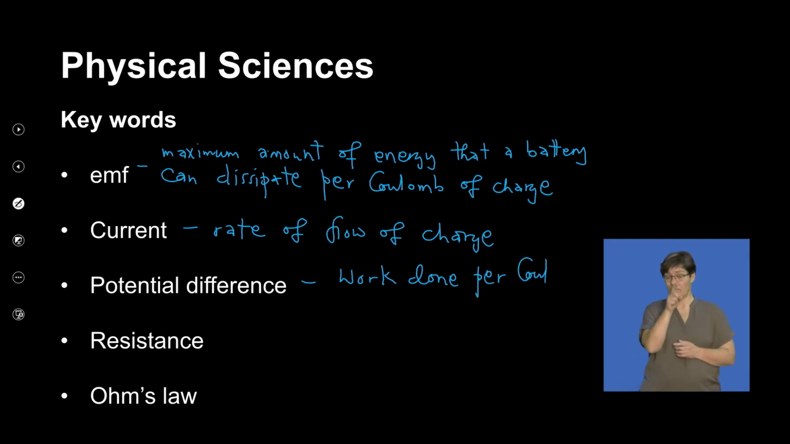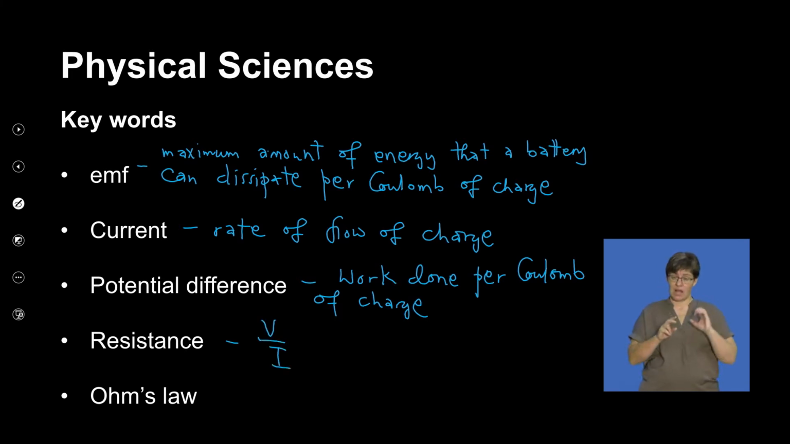And remember, when work is done, energy is transformed from one form to the other, because we know that energy cannot be created or destroyed, but it can be converted from one form to the other. So this is work done per coulomb of charge. That's voltage. While resistance is the ratio of voltage to current. Just to sum it up. And then we'll talk about Ohm's Law, because we want to discover what Ohm's Law is all about.